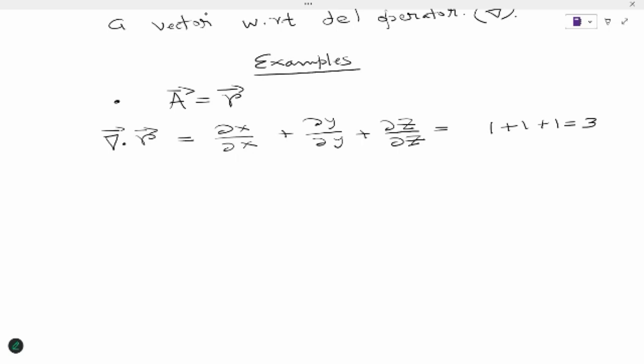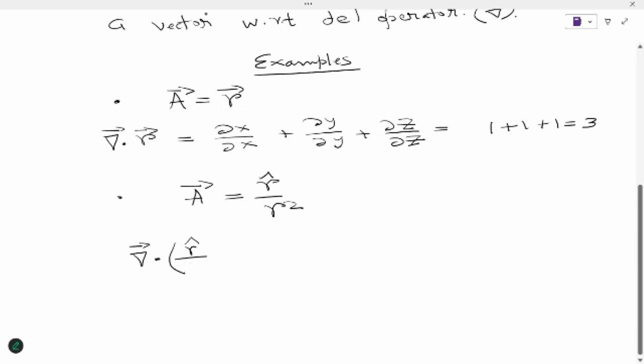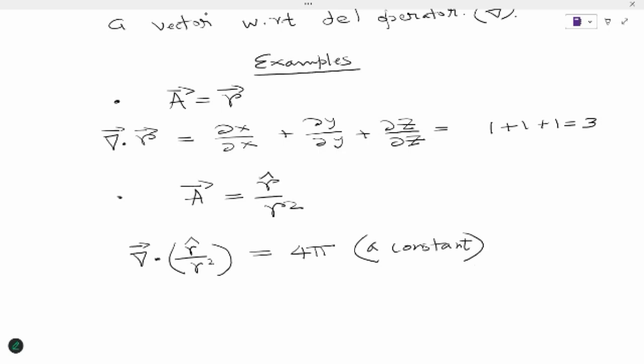Now, when this A vector becomes r cap by r square, then if I take the divergence of r cap by r square, this becomes 4 pi, a constant.